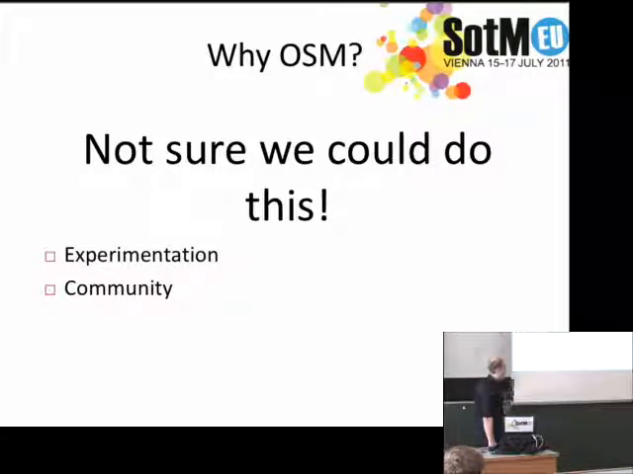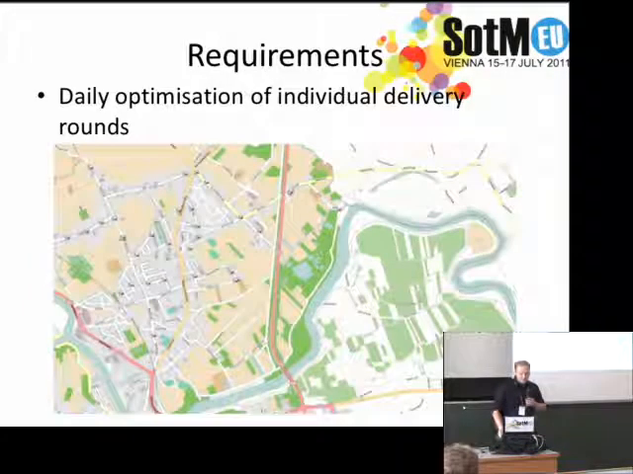Why OSM? Because we were not sure we could actually get this to a good ending. So it was not really an option to buy a lot of expensive data and just go on an experiment and then say we just can't do it. So experimentation, and then also, of course, the community supporting in tools and everything we actually needed to do this.